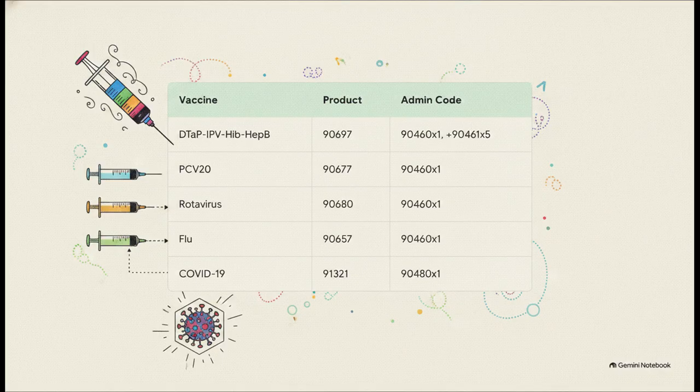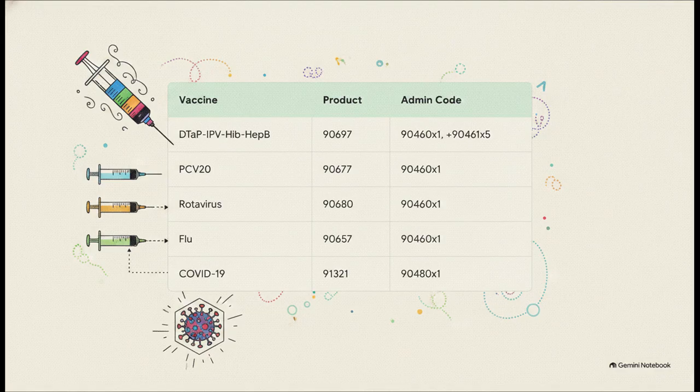In Scenario 1, the provider heavily documents that they provided counseling to the parent for every single vaccine given today. Because counseling was provided for a patient under 19, boom, we unlock those component-based codes. Look at Vaxelis. Because it has 6 components, we code the first component with 90460 one time, and then we use the add-on code 90461 5 times to account for the remaining 5 diseases all packed into that one syringe.